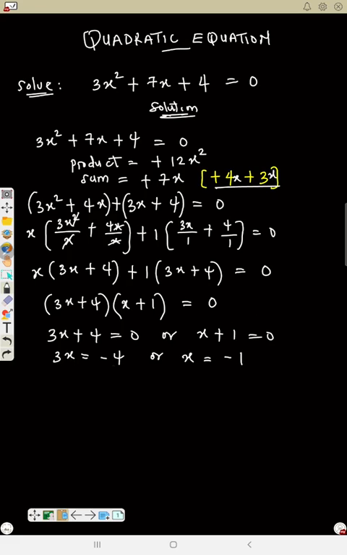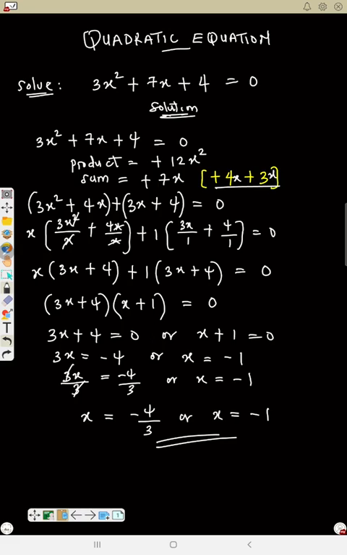So you can divide both sides here. Divide both sides by 3, by this number, because we are looking for s. Or s is equal to minus 1. So 3 will cancel out. So s is equal to minus 4 over 3, or s is equal to minus 1. Answer.